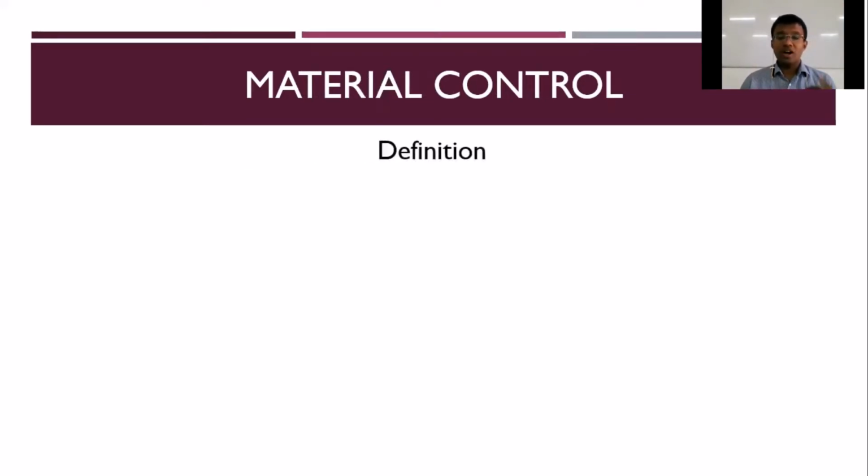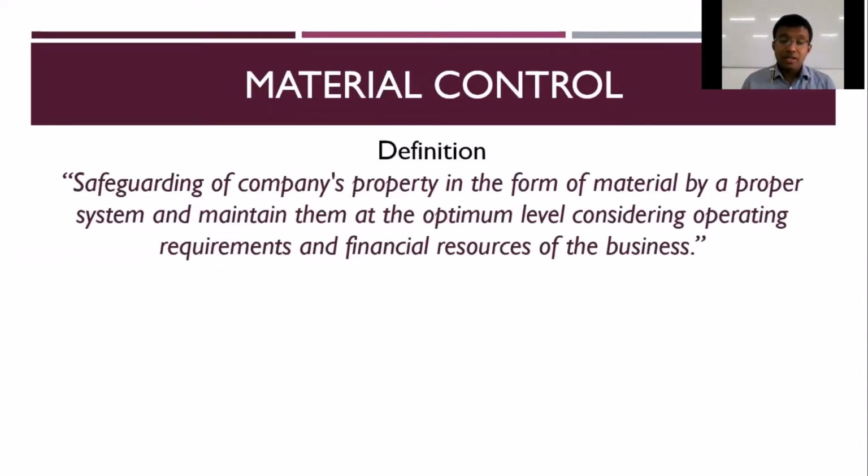Now, to give you an overview, let's start off with the definition of material control. Material control can be defined as safeguarding of company's property in the form of material by a proper system and maintaining them at the optimum level considering the operating requirements and financial resources of the business. So here we are talking about material which is a part of the business's property. It is mandatory for you to maintain these items for your smooth functioning. And then in order to make sure that these materials are available in your business, you may have to ensure certain adequate financial resources are also available. So all this put together is what is referred to as material control.